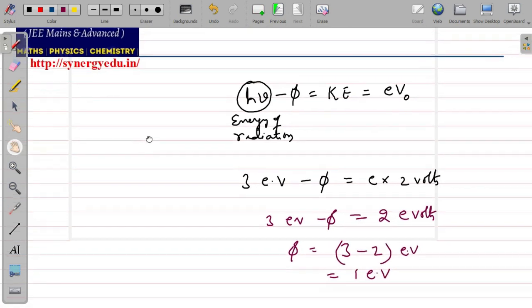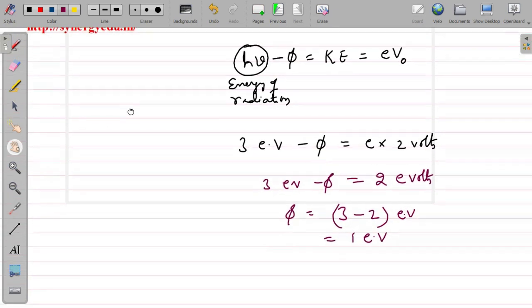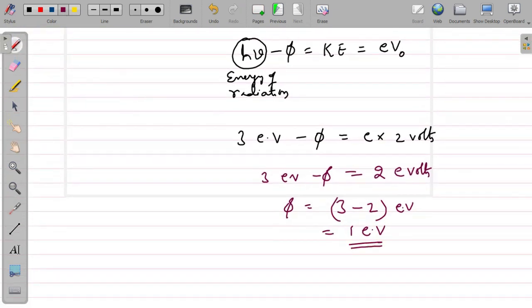Suppose the answer options are given in terms of electron volts, then you can directly select. If not, then you can convert electron volts into joules also. 1 electron volt is equal to 1.6 into 10 power minus 19 joules. Using this factor, you can convert into joules and select the right option.